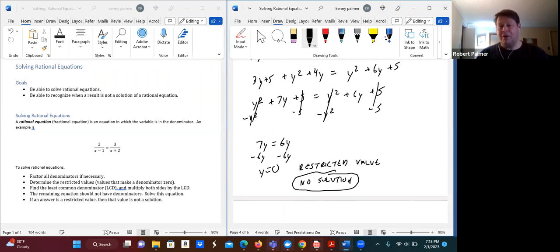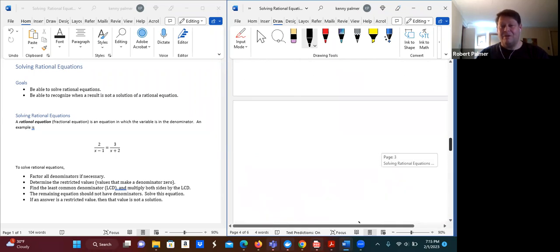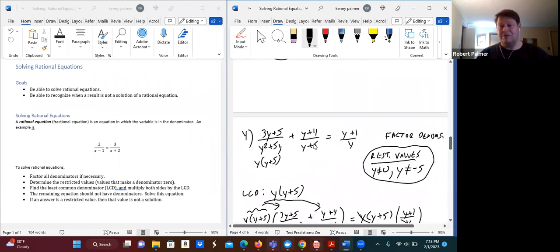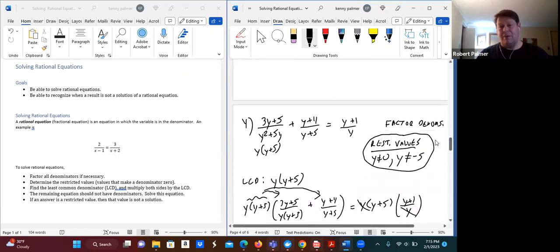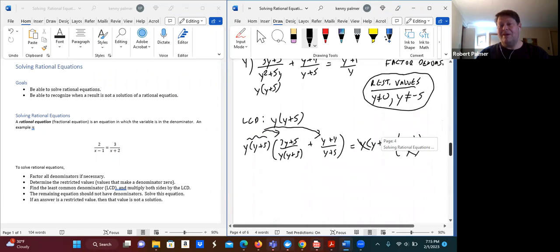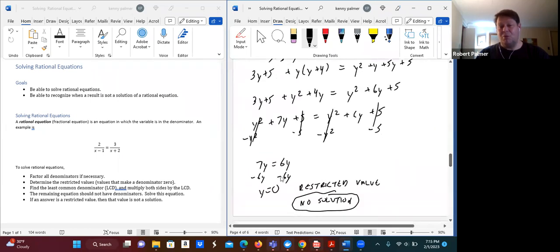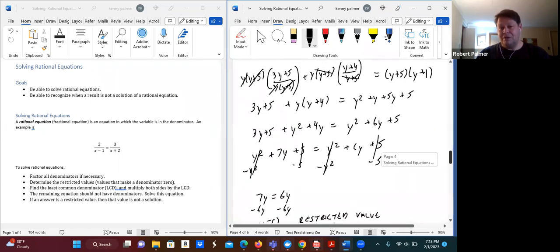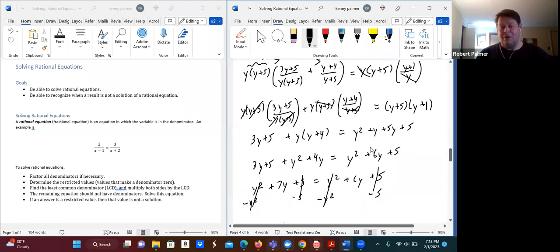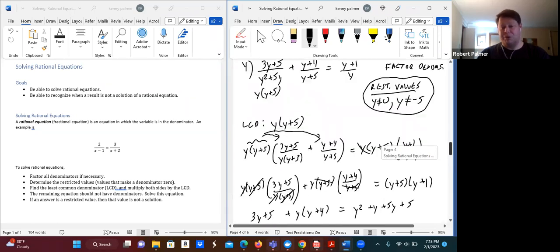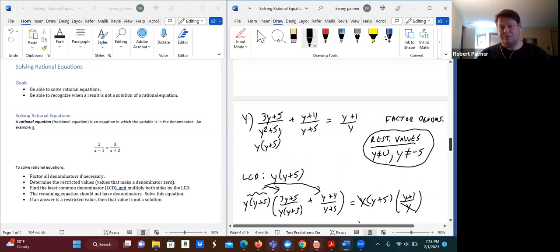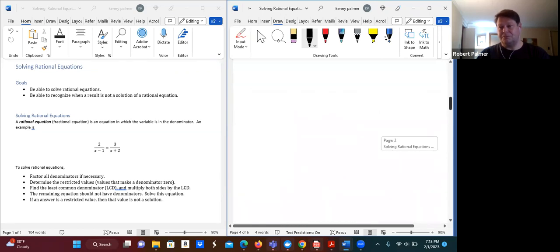So in other words, there's no value of y I can plug in that will give us a true statement without making the denominator 0. Now, y equals 0 is a solution to this equation after we multiply both sides by the LCD, but it's not a solution to the original one. And that's what's important.